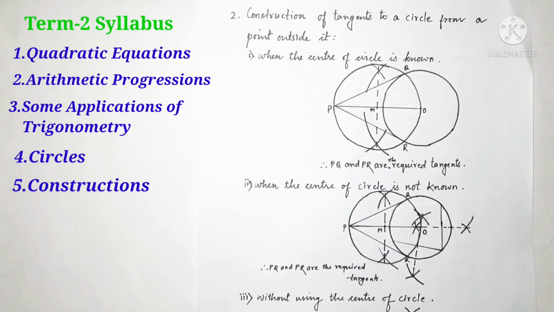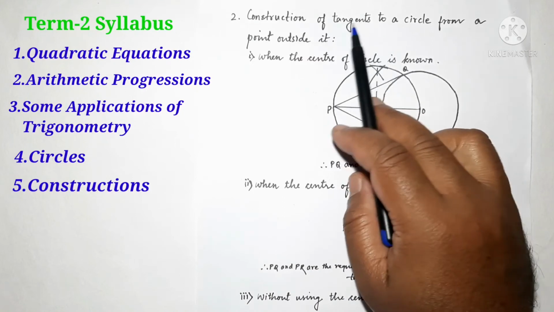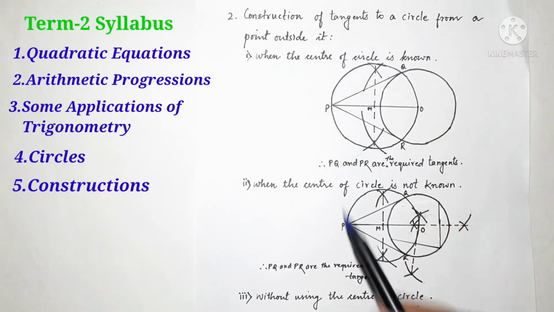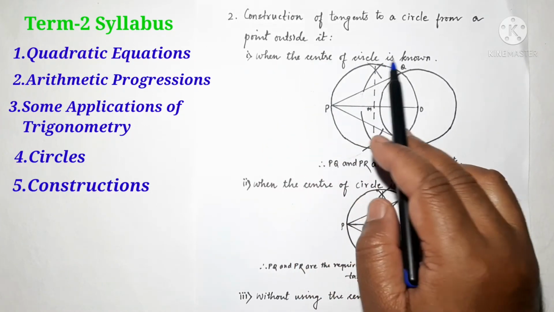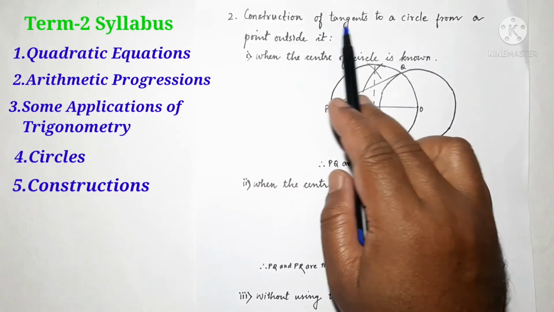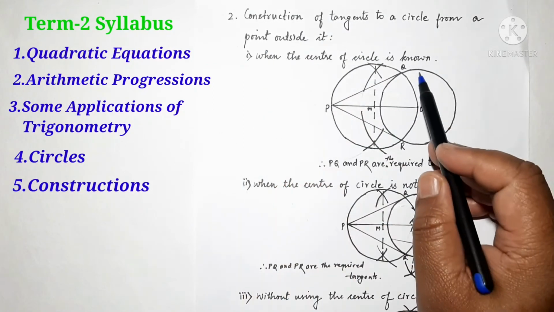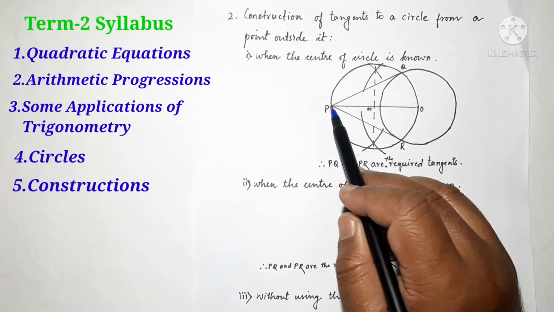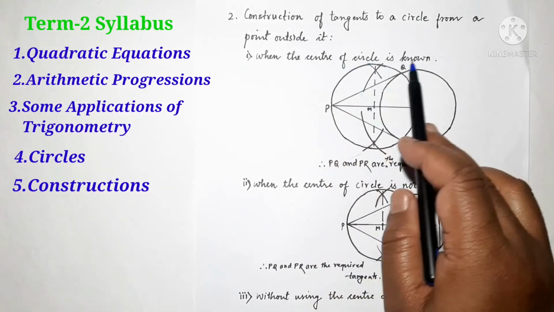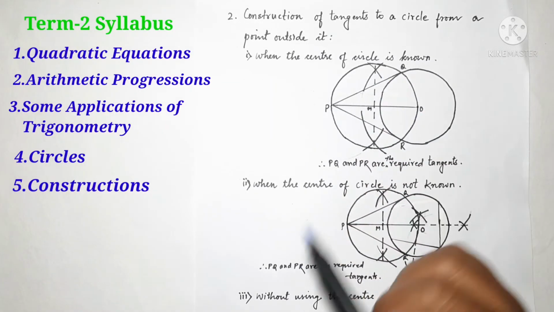Second construction. The second construction is to construct tangents. When you construct tangents, there are 3 conditions. First condition, when the center of the circle is known. You have to construct a tangent from a point outside the circle. So this is your circle. You take a point outside the circle. Now the center is known, so you join it and then do the construction.